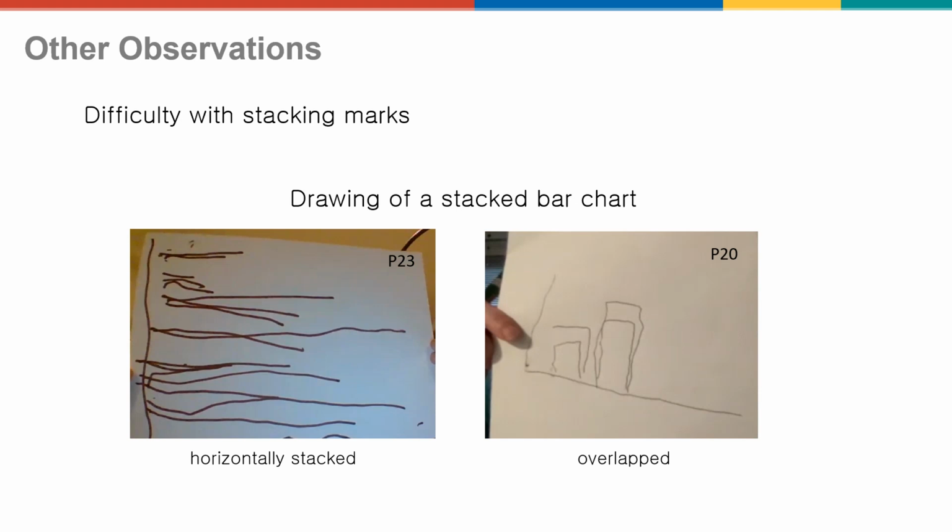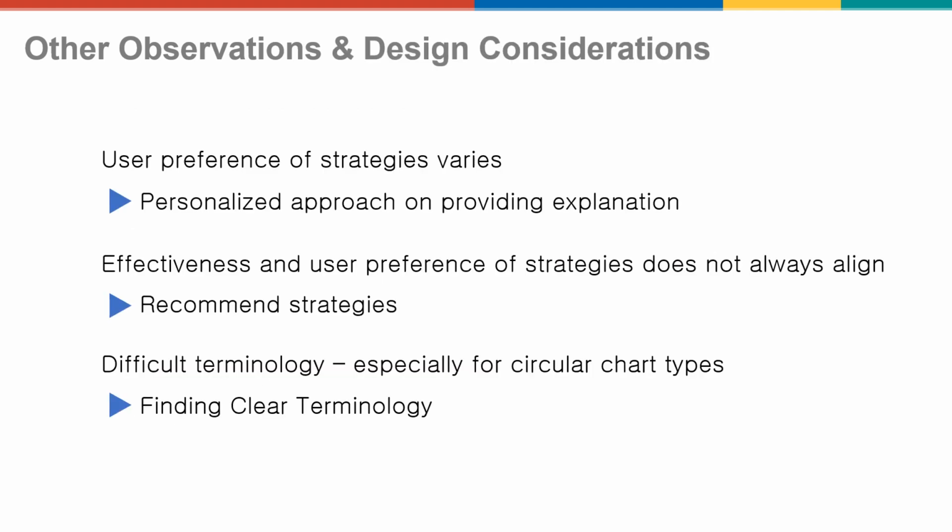Here, participants had trouble understanding how a stacked bar chart looks like. We can see that they drew them wrong, but in a different way. Future systems must address this difficulty. User preference of explanation strategies varied. This hints to the need for a personalized approach on providing explanations. We also noticed that the effectiveness of strategies does not always reflect the participant's preference. So, recommending appropriate strategies according to the chart type could be a good design.